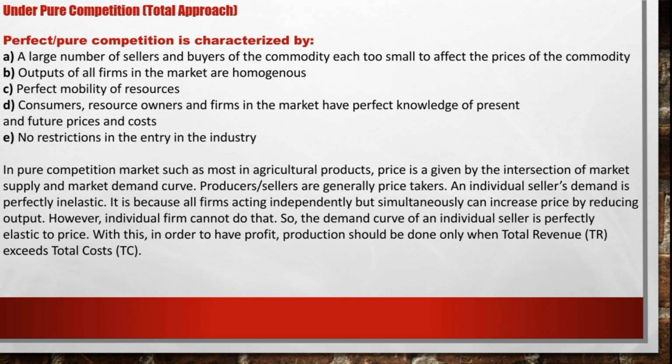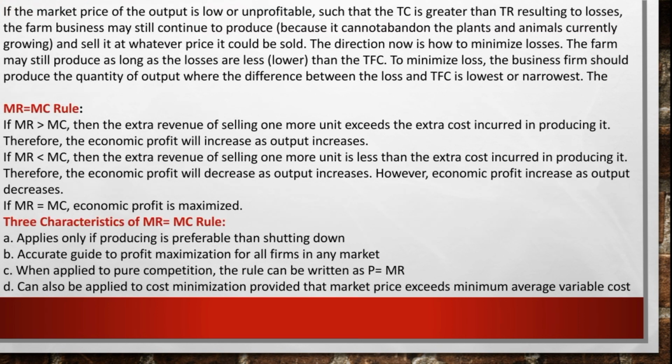With this, in order to have profit, production should be done only when total revenue (TR) exceeds total cost (TC). If the market price of the output is low or unprofitable, such that TC is greater than TR, resulting in losses, the farm business may still continue to produce because it cannot abandon the plants and animals currently growing. It sells them at whatever price they could be sold. The direction now is how to minimize losses. The farm will still produce as long as the losses are lower than the TFC.